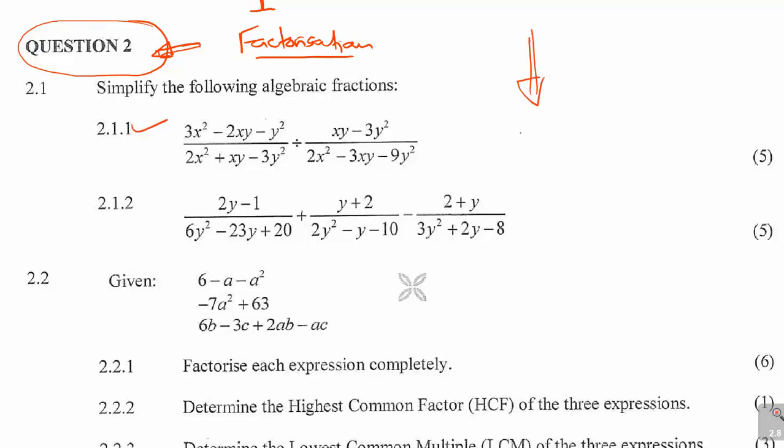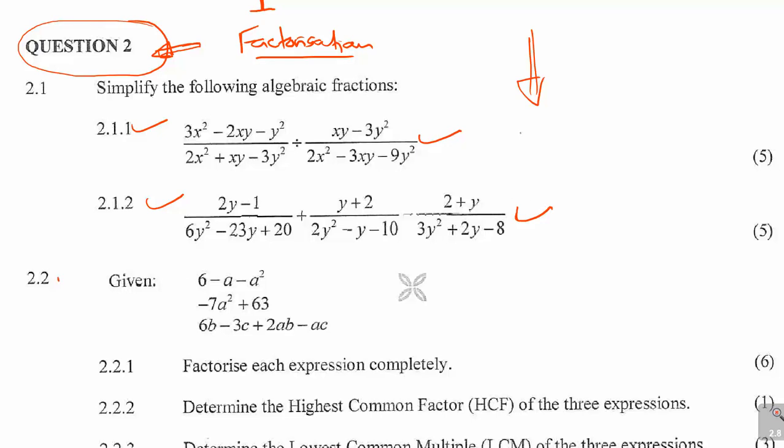So 2.1, you needed to know how to factorize. 2.1.2, you needed to know how to factorize. That's why I'm saying the importance of Mathematics N2 for the underdogs. It helps you to get such skills because it's the fundamentals. It gives you the proper foundation, and I use the product-sum method for such.